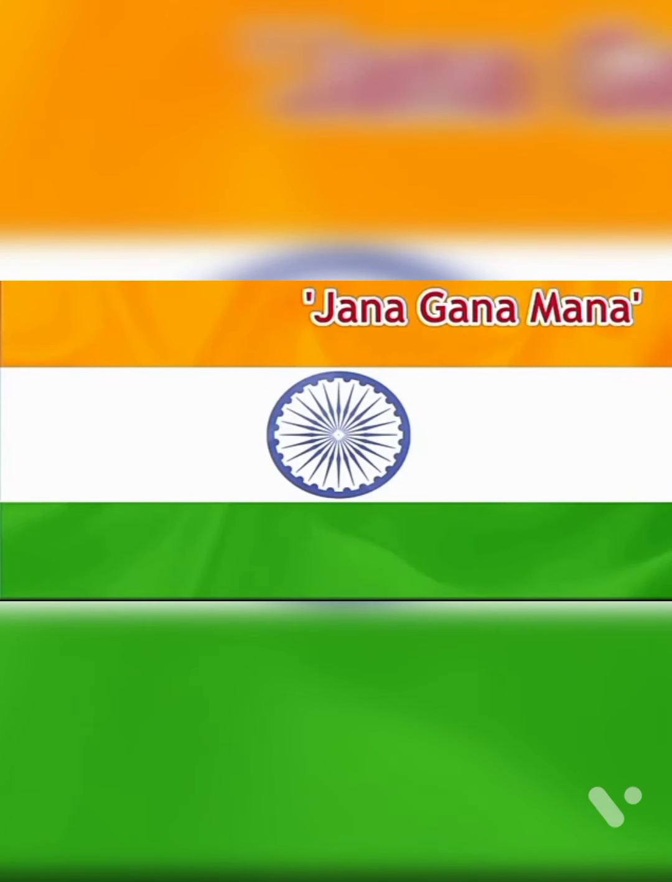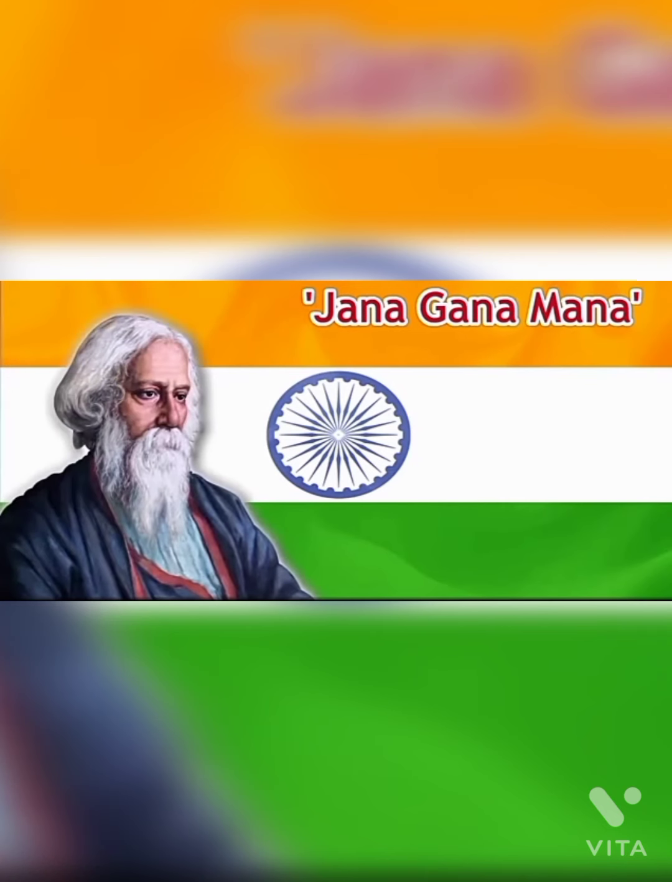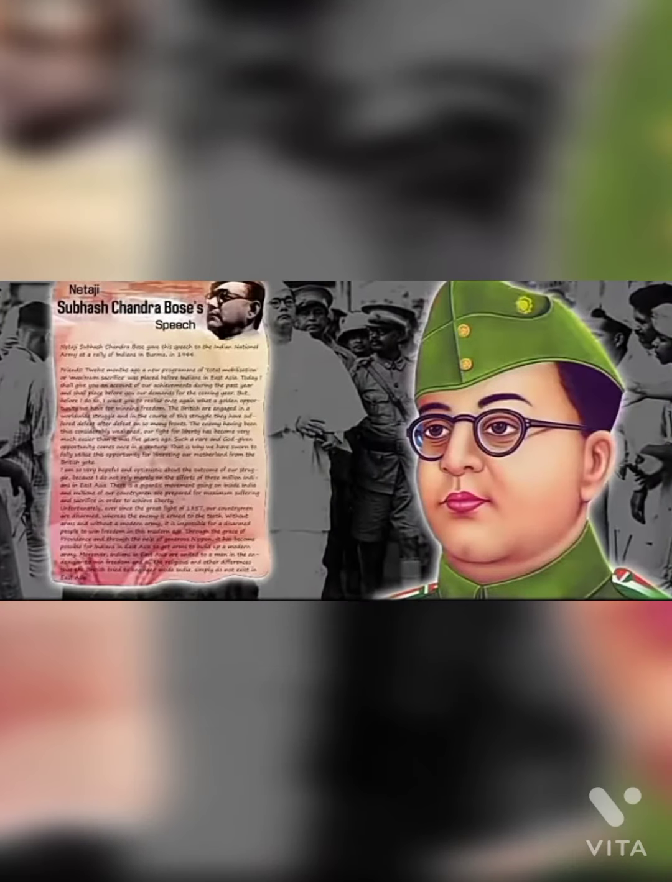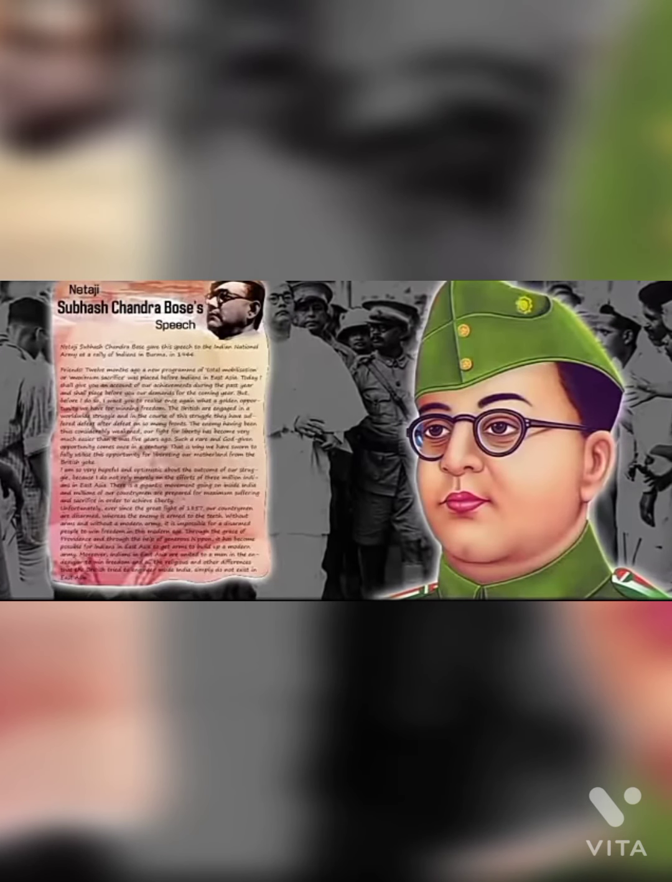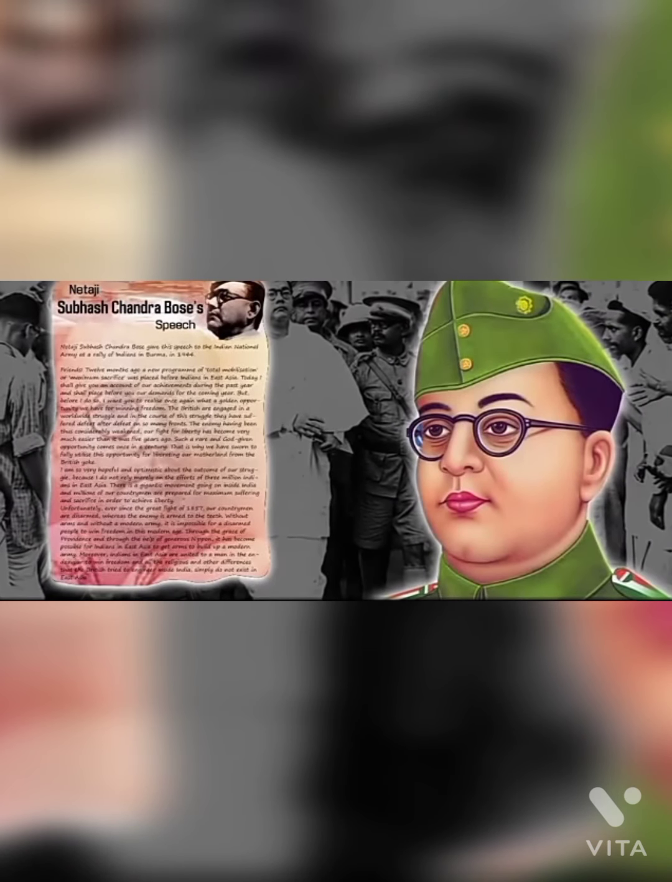For example, the national anthem Jana Gana Mana sung by Rabindranath Tagore himself, or the speeches of Subhash Chandra Bose can be used as audio sources for the study of the history of modern India.